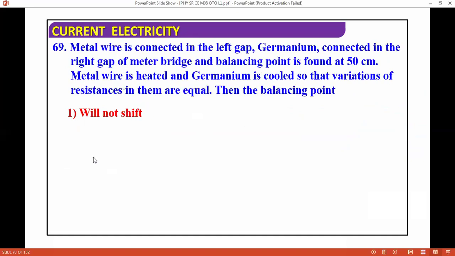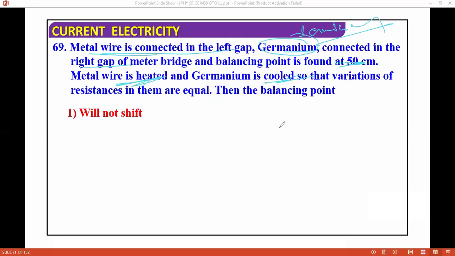So, metal wire is connected in the left gap, and germanium, which is a semiconductor, is connected in the right gap. The balancing point is found to be 50 centimeters. Now the metal wire is heated and the germanium is cooled.